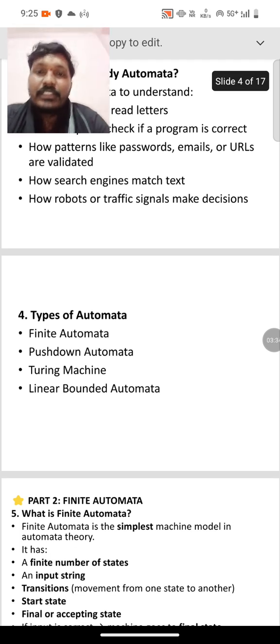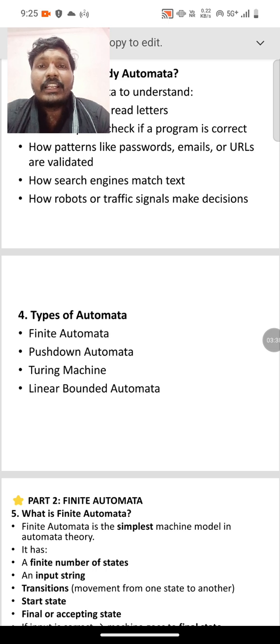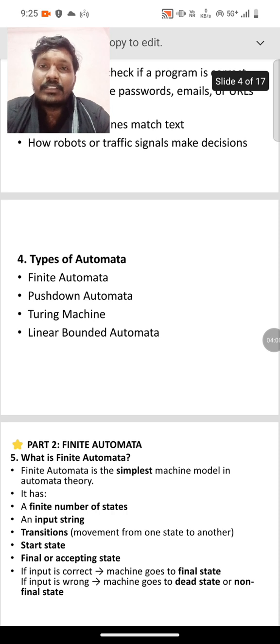For example, finite automata accepts regular languages, that means regular grammars. Regular grammar is a restricted grammar. Its equivalent machine is finite automata. It is a type 3 grammar according to Noam Chomsky.